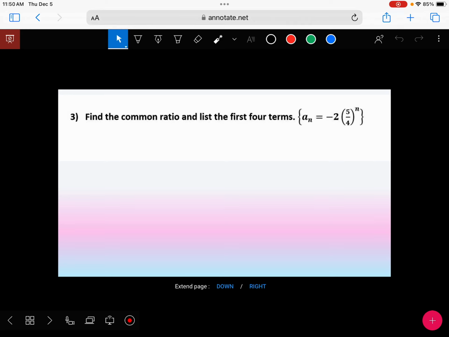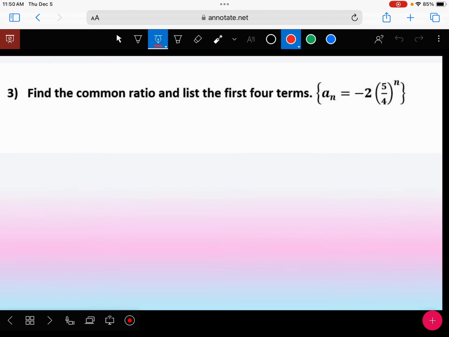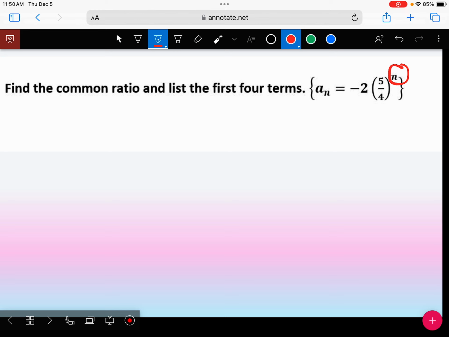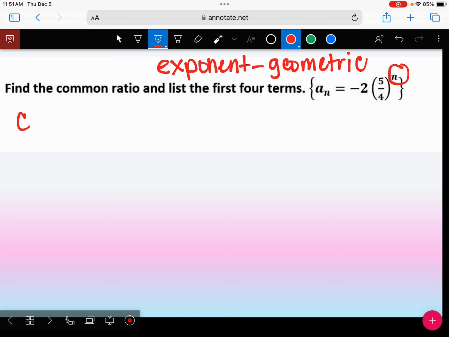Whenever you see an exponent in the rule, that means it's a geometric sequence. Because it doesn't say that specifically, just know exponent is geometric. And if you think about the general rule, the base of the exponent is always your common ratio. So the base of our exponent is 5/4. So that means that our common ratio is 5/4.